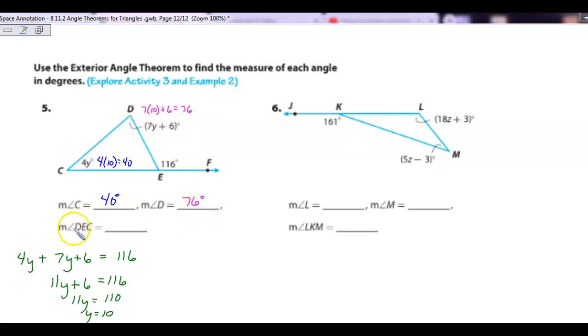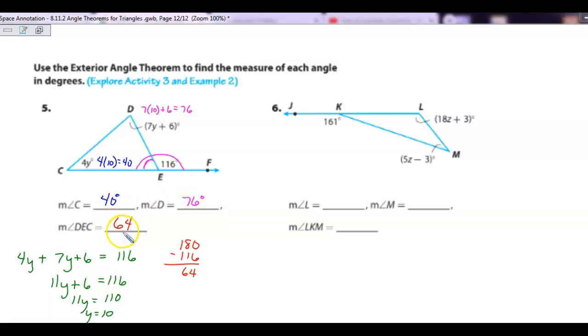Now they would like for us to find the measure of angle DEC. DEC is this angle right here. I know that it is supplementary to this exterior angle. And supplementary means the sum of two angles equals 180 degrees. Use that information to find out what the measure of angle DEC is. I chose to use the supplementary angle, so I subtracted 116 from 180 and got 64. So I know that the measure of DEC is 64. And then just to double check, I took 40 plus 76 plus 64, and I did get 180 degrees.